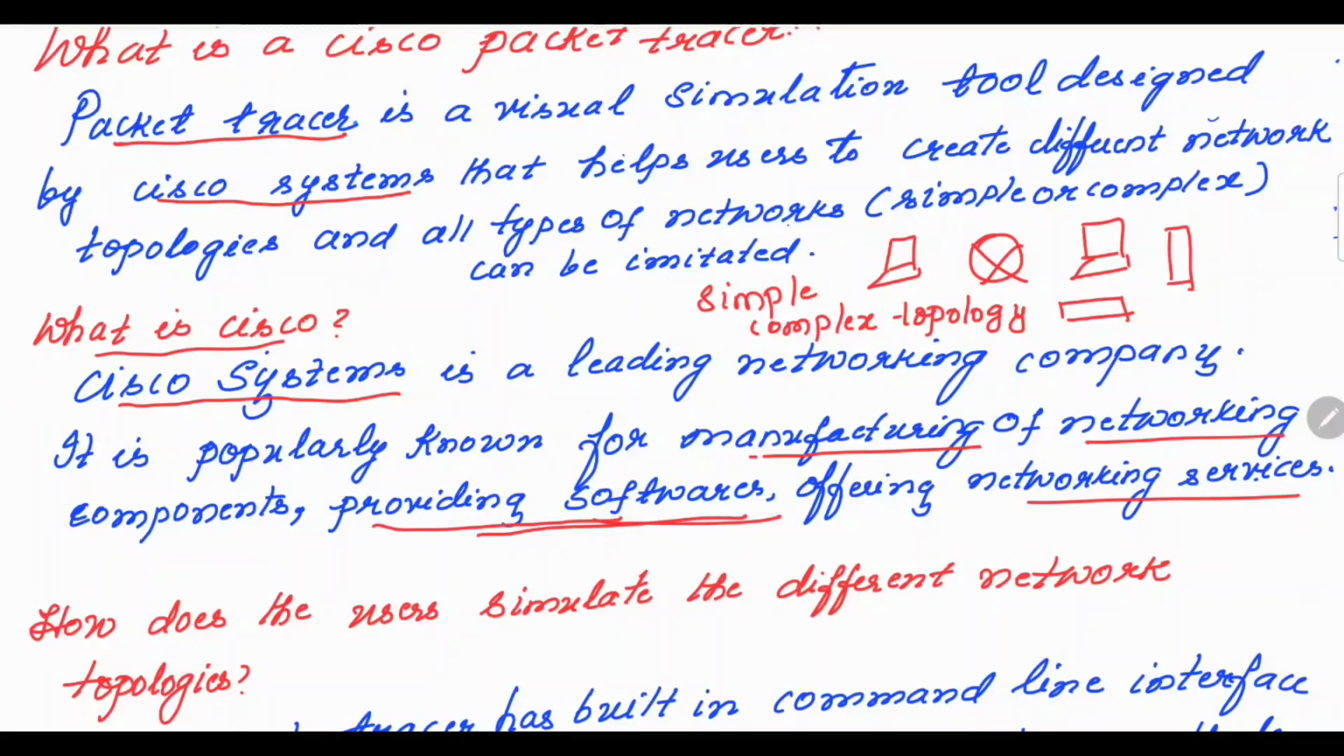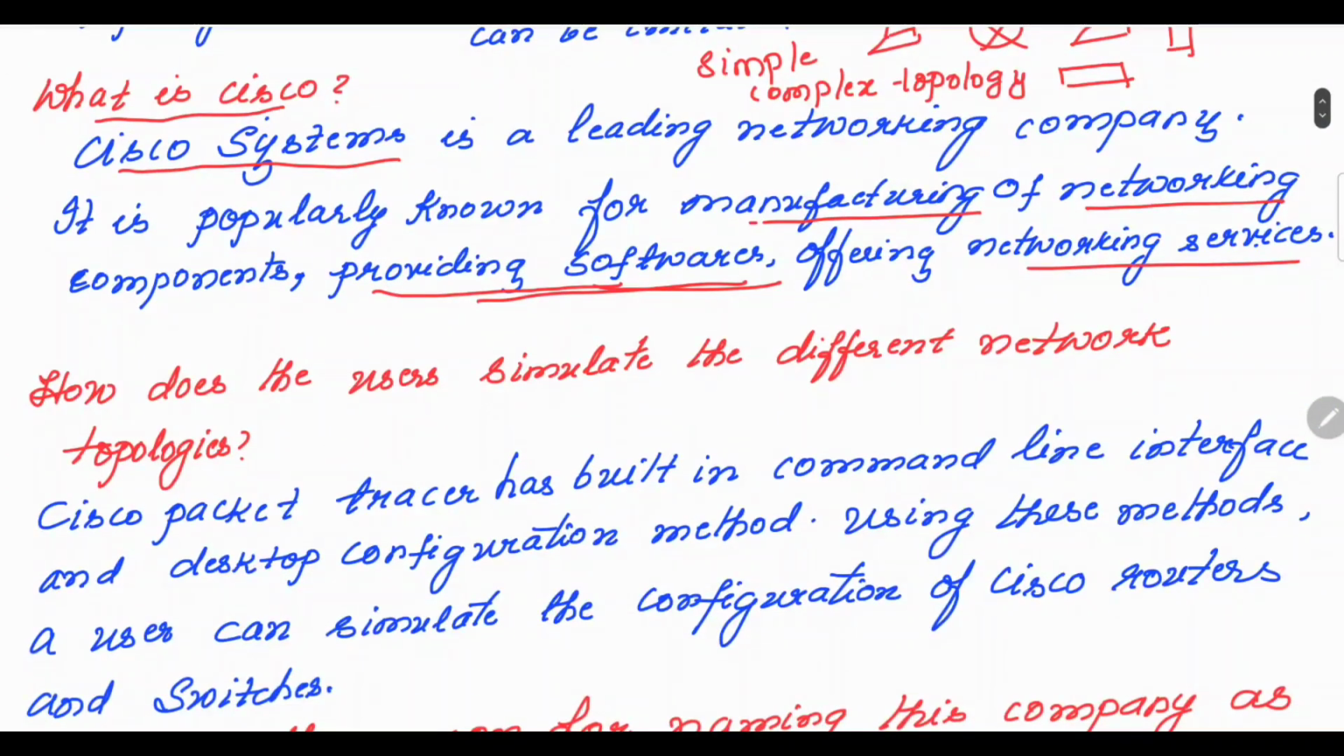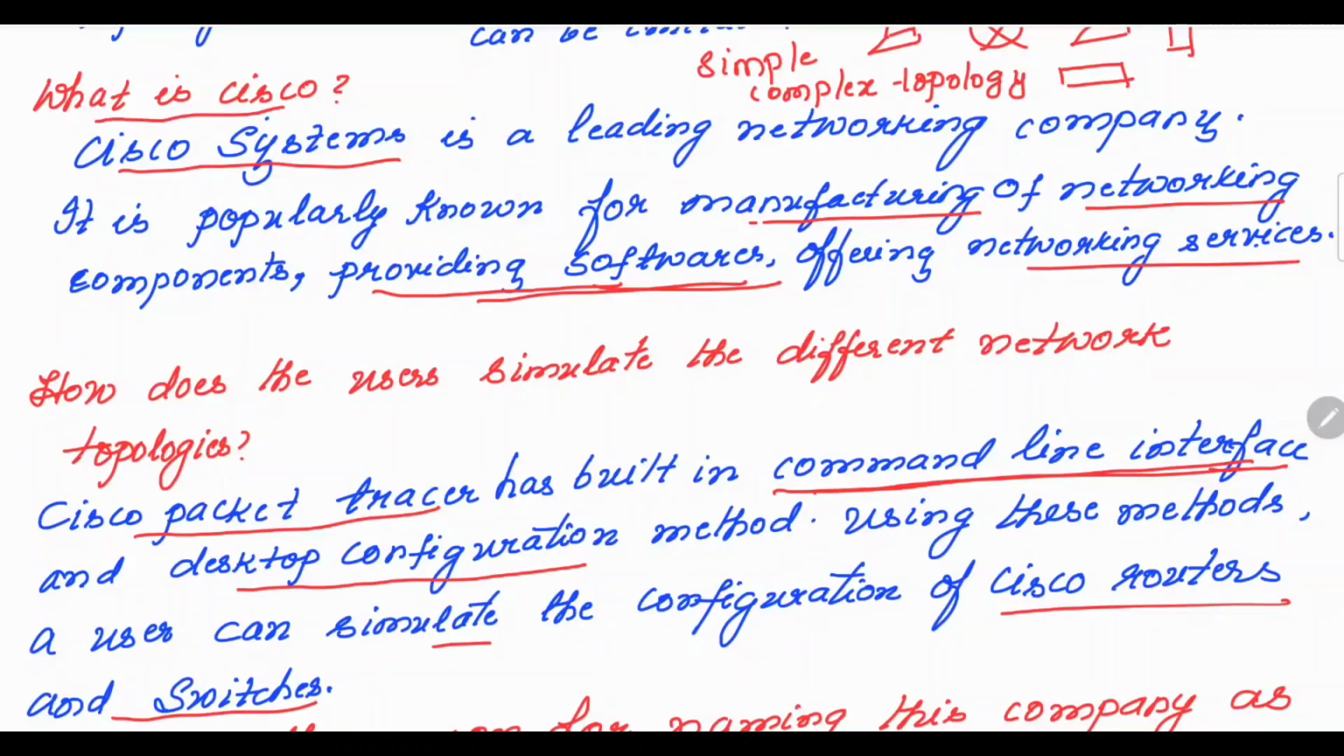How do users simulate the different topologies? Now the question is, how are the users going to simulate the different network topologies? In the Cisco Packet Tracer, you can build a network topology in two ways. You have the command line interface, and also the IP configuration method or the desktop configuration method. The most powerful way of simulating the different network topologies is using the command line interface. Users can simulate the Cisco routers and the Cisco switches.